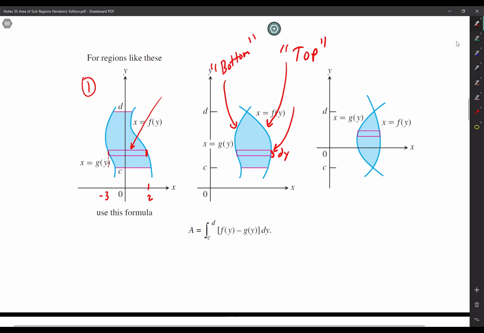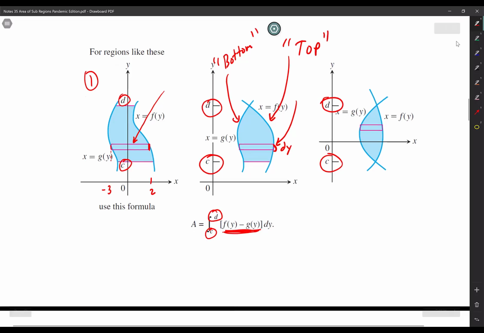Okay. All right. I want you guys to notice the lower limit is c. Look, that's your lower limit up there. And the upper limit is d. I want you guys to notice that. Why? Because we're not integrating with respect to x. We are integrating with respect to y. So if we're integrating with respect to y, that means that I want to have everything inside in terms of y, not the variable x. Does that make sense?